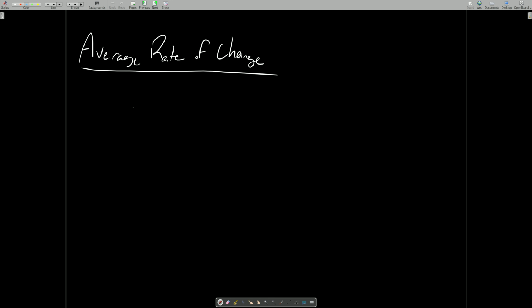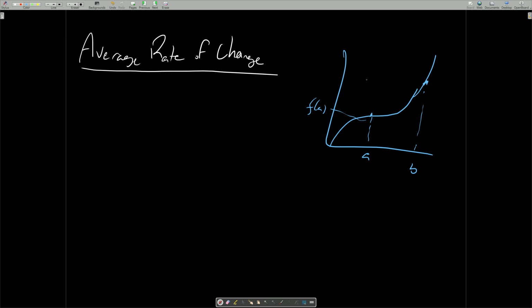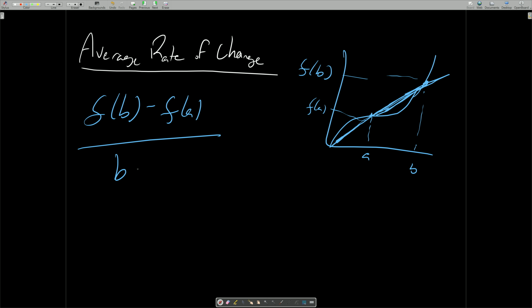Average rate of change. The formula for average rate of change. Let's have a graph here, just for clarity. This is A. This is B. This is your f of A and your f of B. The average rate of change is going to find the slope of this line between them. We call this the secant line. Your average rate of change, the formula for that is f of B minus f of A over B minus A.